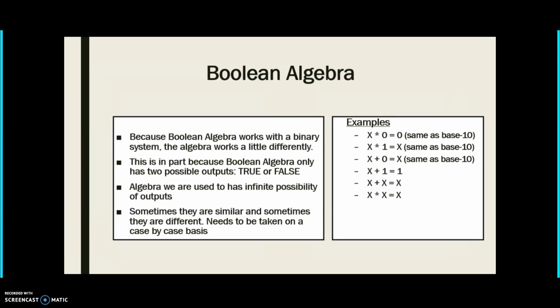On the other hand, if you go down a few, we see x plus 1 is equal to 1. In our traditional algebra system, this doesn't work. But in Boolean algebra, it makes perfect sense, because what we're saying is x or 1 is equal to 1, or in other words, x or true is true. And that makes perfect sense, because when we're dealing with ORs, then only one input needs to be true for all of it to be true. So it doesn't matter what x is. The fact is, as long as you have that true in there, the output will be true.